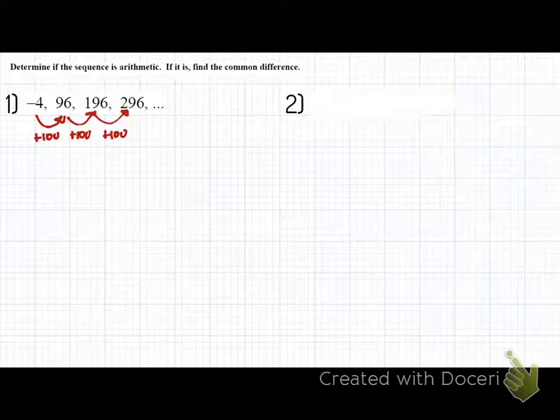And then from 196 to 296, we add 100. All right, so it's our common difference. So if you know this, what do you predict the next three numbers to be? What's the next three numbers? 396. 396, then what? 496. And then? 596. Good, okay, so this one's pretty simple, right?